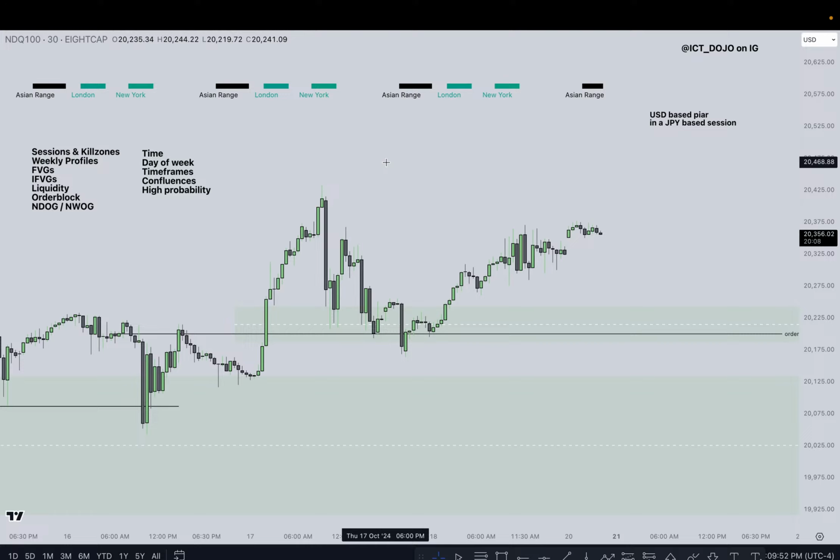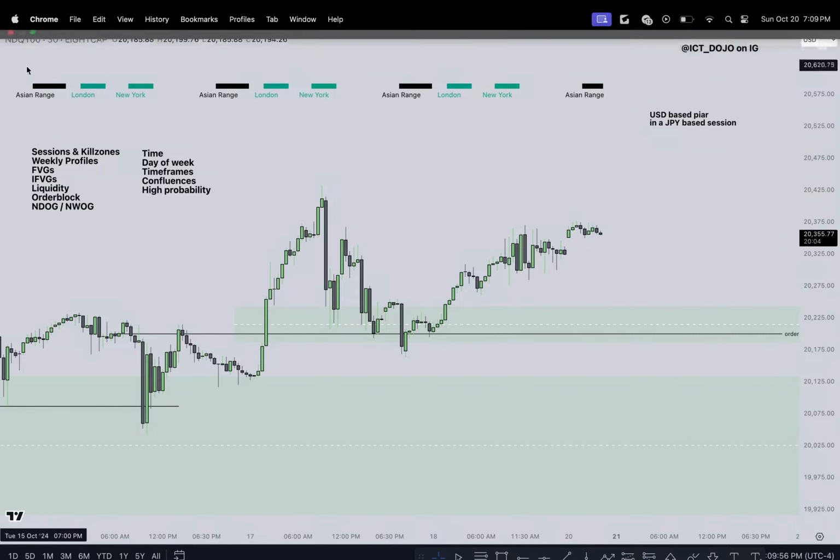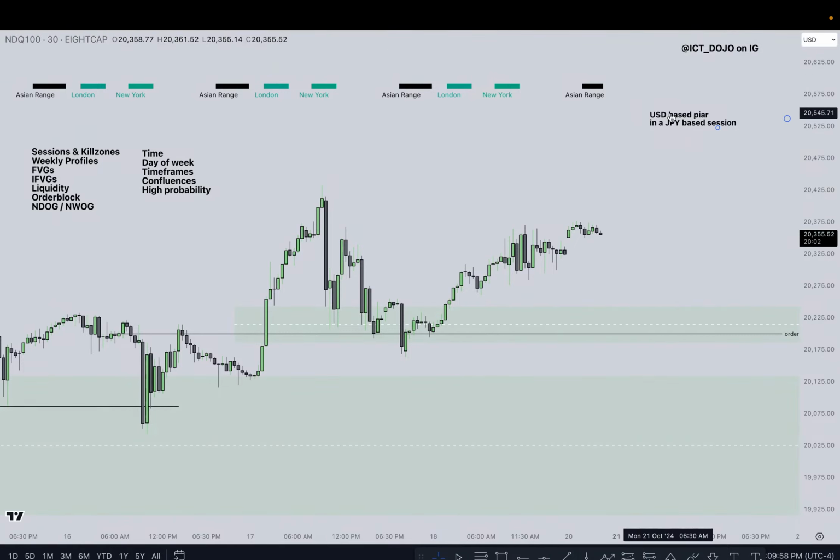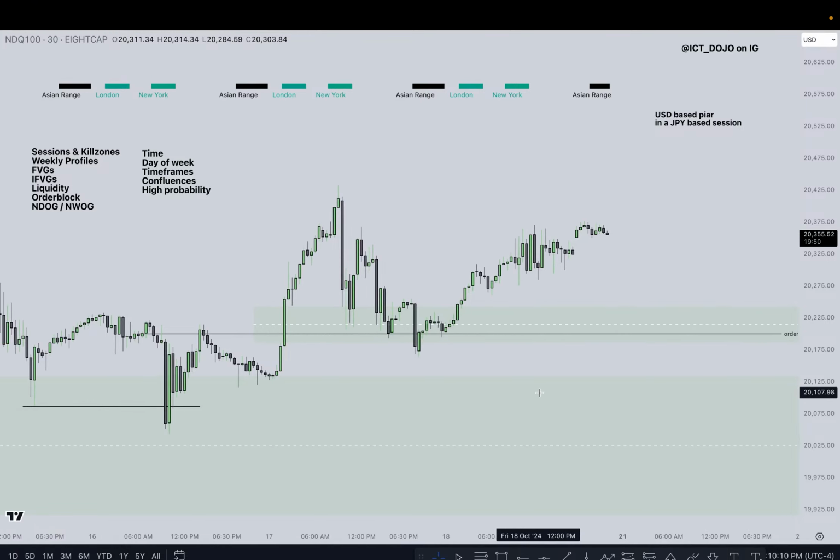So there's basically volatility in each of these sessions. But for a USD based pair like NASDAQ, which is based off the US dollar, it's not going to move much during Asia. And even if it does, it's not a high probability. You don't expect to see it happening over and over again. So what would you do? You would wait for a session that you can actually trade, which would be New York.